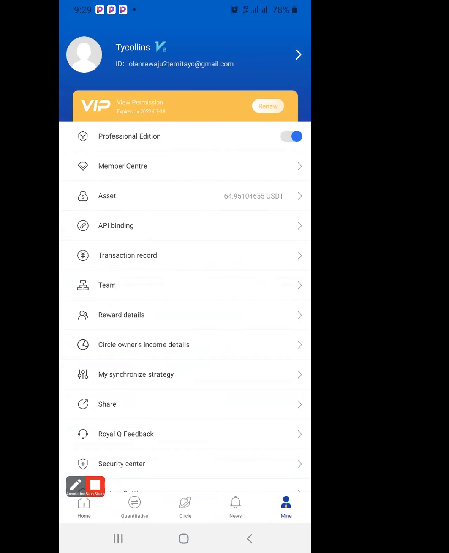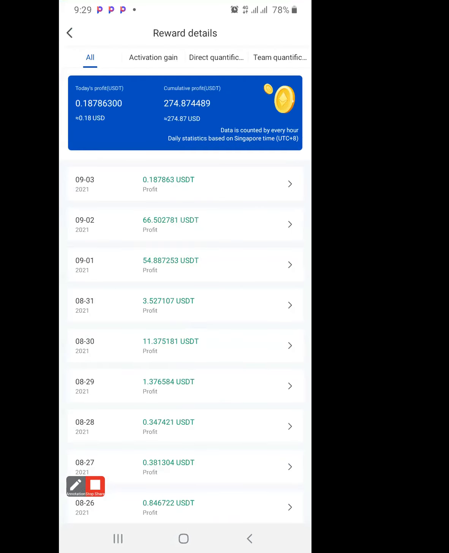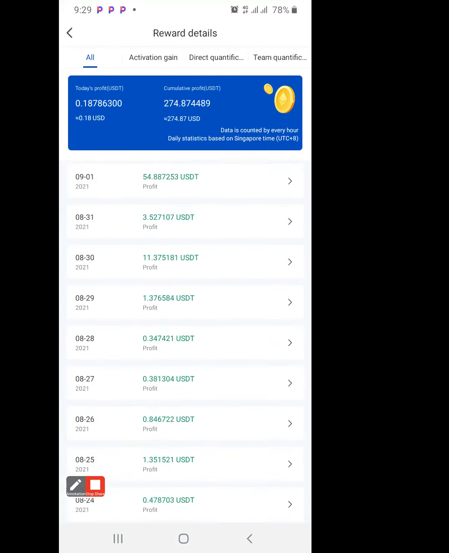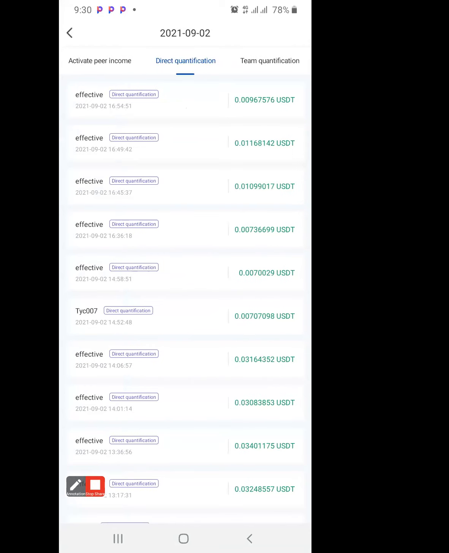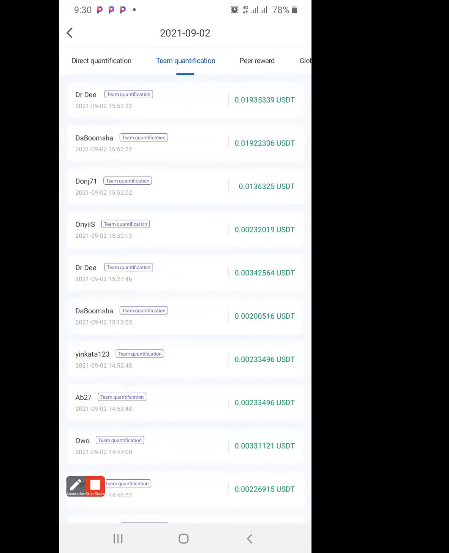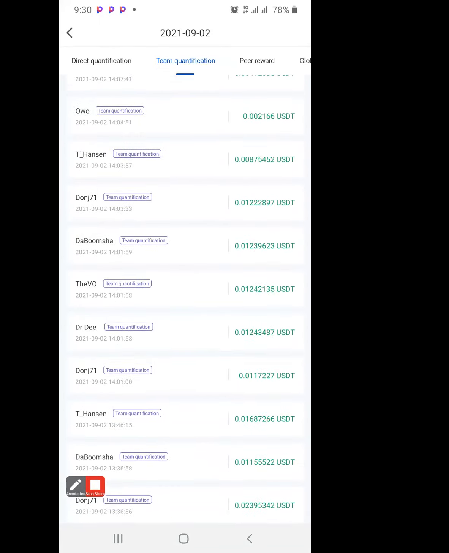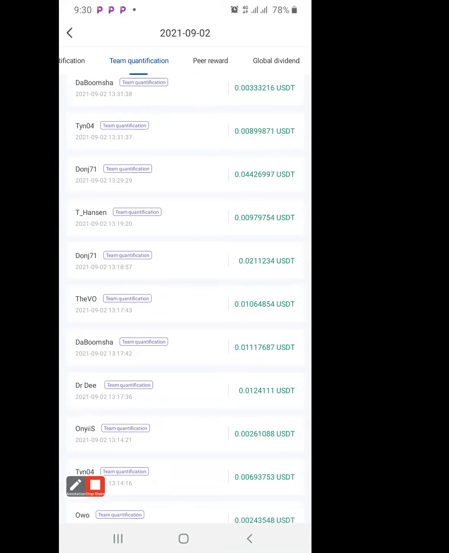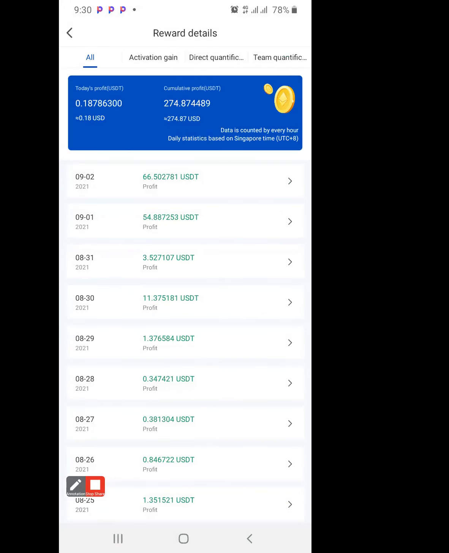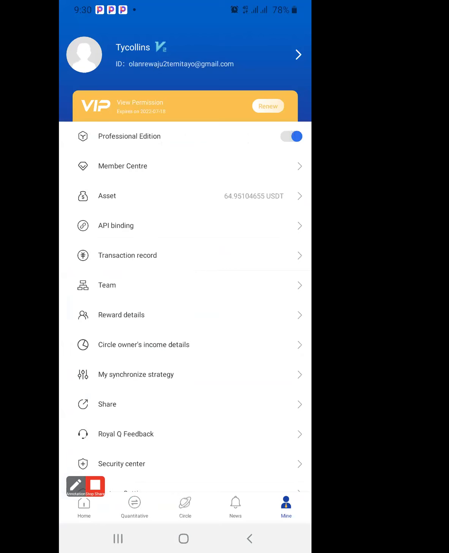For example, if I click on my reward details, these are all the profits I get from people on a daily basis. Like yesterday, I got 66. My 66 was accumulated from activation fees, direct quantification interest that I got from other people, and team quantification from people that I don't even know. So that's why some people love this referral link so much, because you make a huge amount of money from there. So that's about asset and reward details.